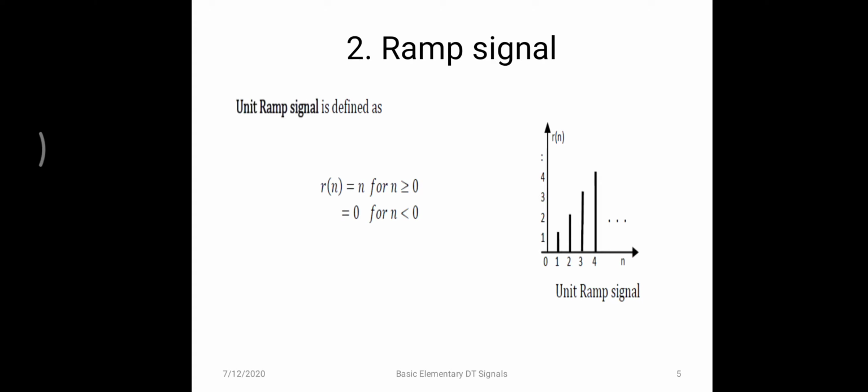Next one is unit ramp signal. So once again the same mathematical representation. Instead of r of t, here it is r of n. r of n is equal to n for n greater than or equal to 0, 0 for n lesser than 0. The graphical representation is a ramp curve, so it keeps on increasing. It's like a linear scale.